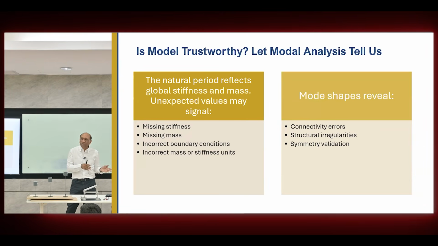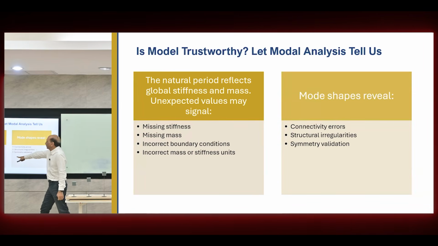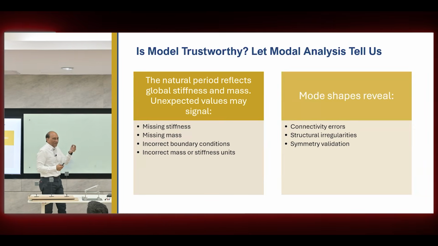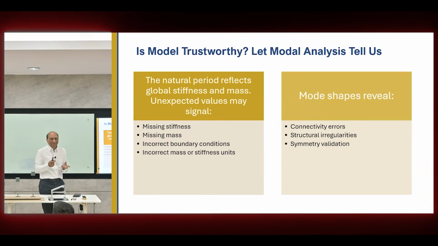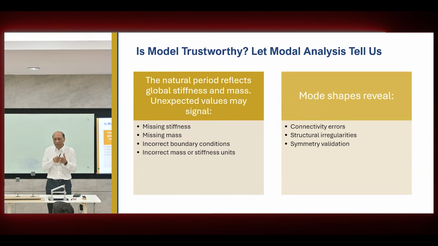That means your structure needs to be fixed now. It can check for missing stiffness, missing mass, incorrect boundary conditions, incorrect mass or stiffness units. This is the most common error people will make: units of the mass or stiffness, mass especially. People choose the wrong mass unit because kilonewton versus ton is a 10 order difference, right? So if you choose the wrong unit, you can mess up the whole thing.